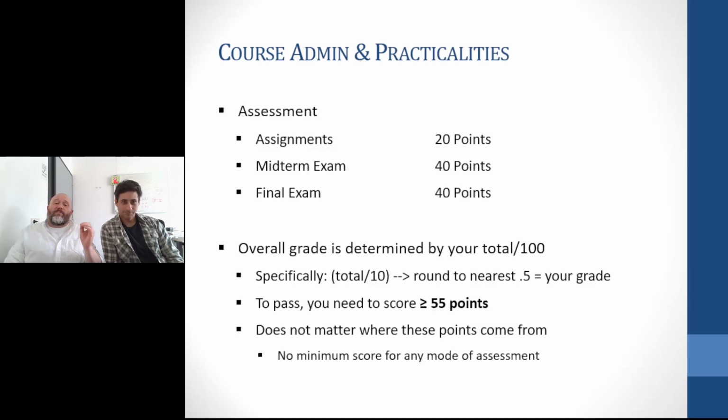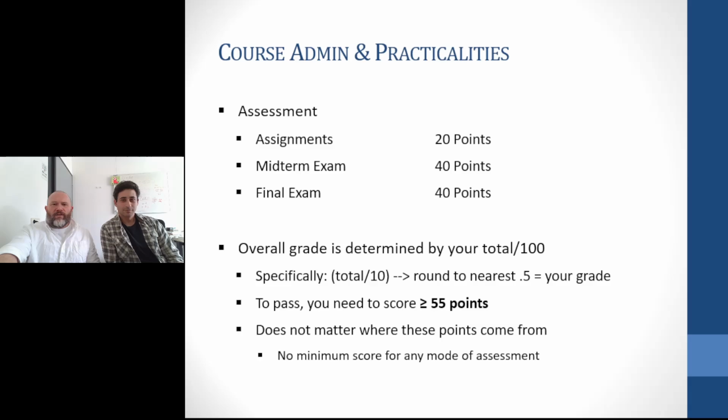If you have 55 or above, hey, cool, you're done with logic. Now, importantly, we don't really care where the points come from. That is, there's no minimum score for any mode of assessment. You could get 20 points on assignments, do all the homework. You can get 20 points in the midterm and 20 points in the final. 60 points, bang, you've got 60, you get a 6 for the course. We'll talk more about this as we roll along, but this is the real important thing here. There's no particular score that's required other than just 55 points or more overall.